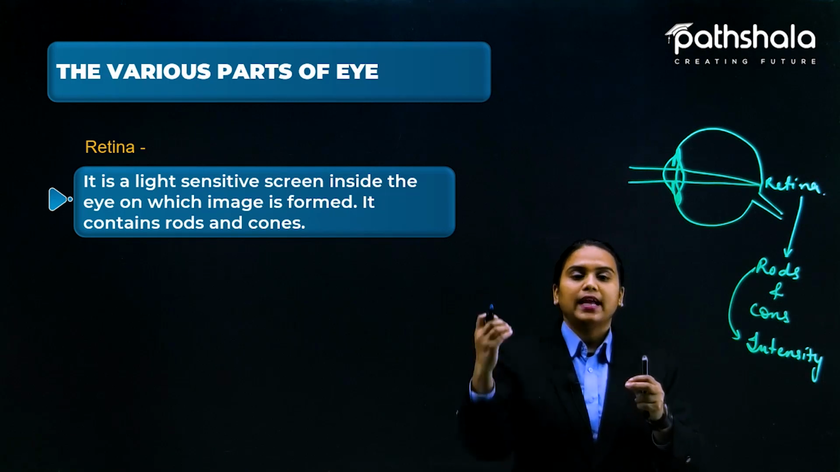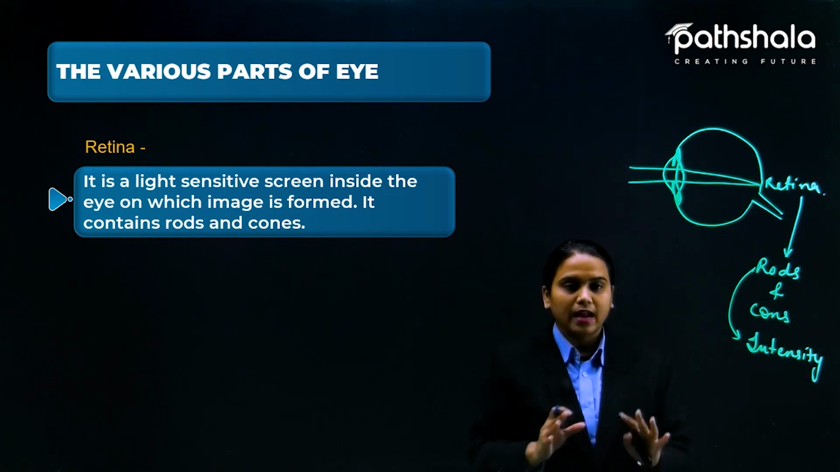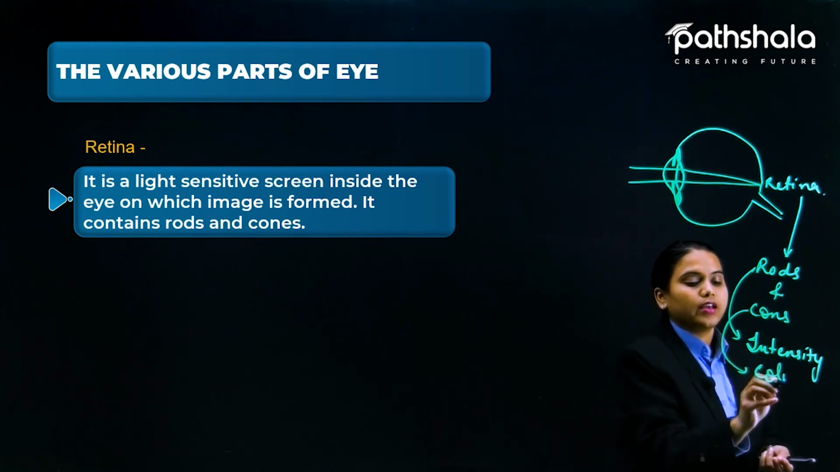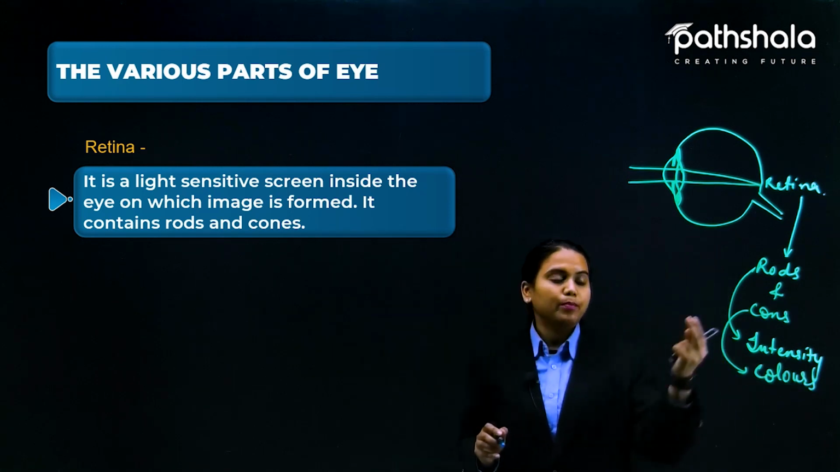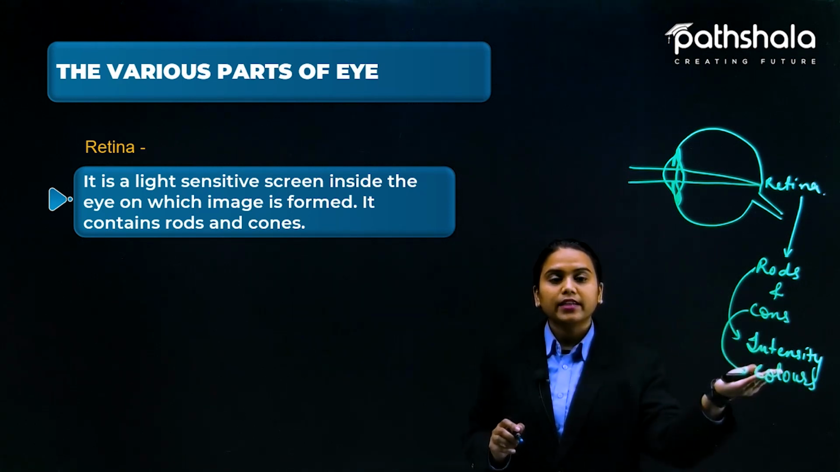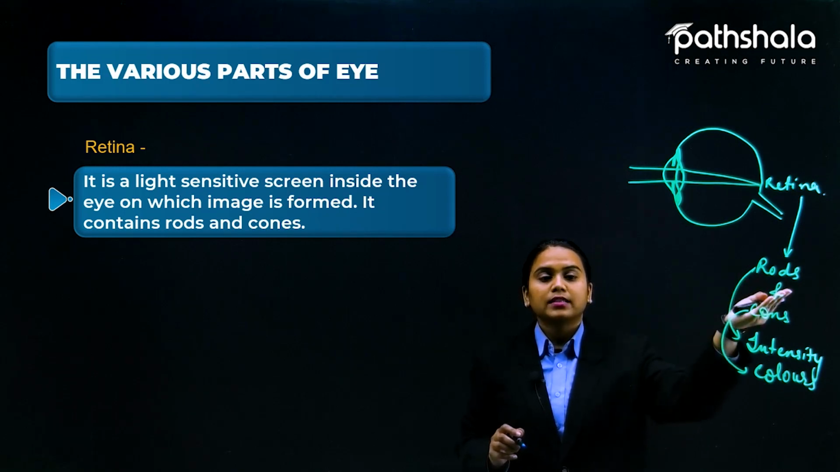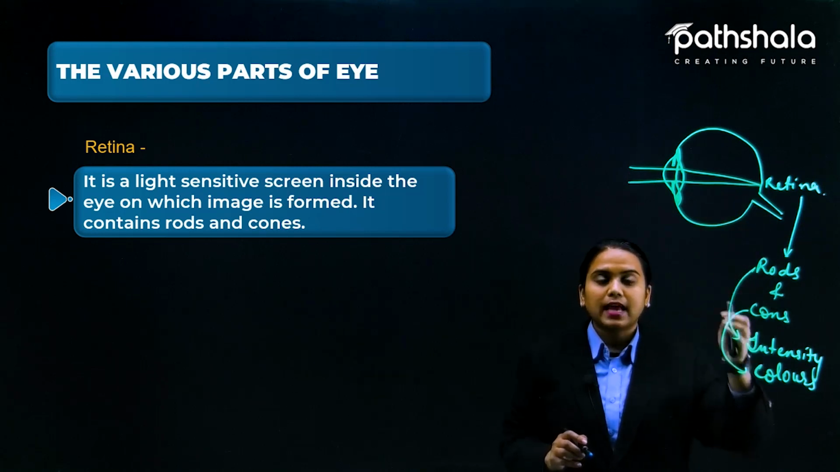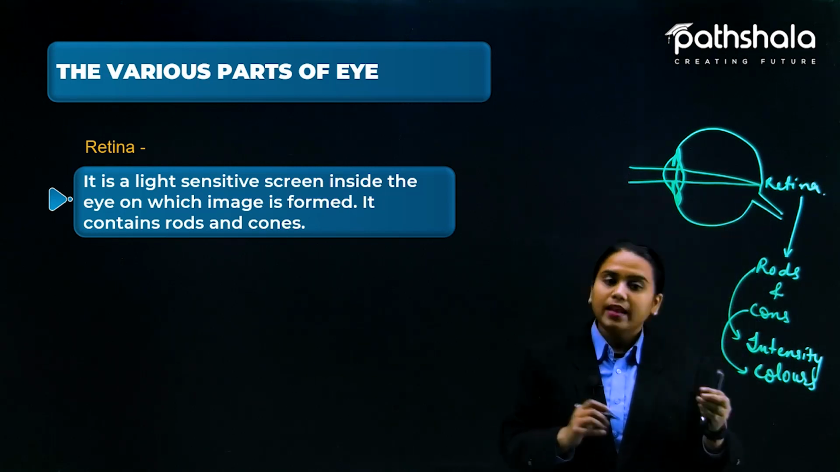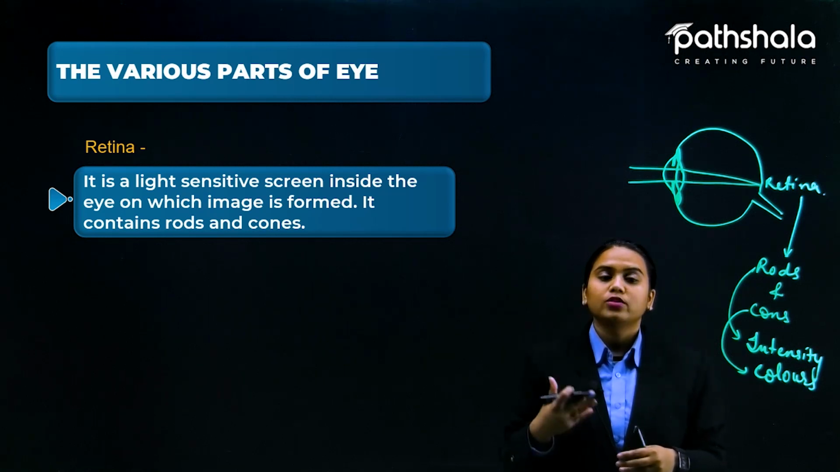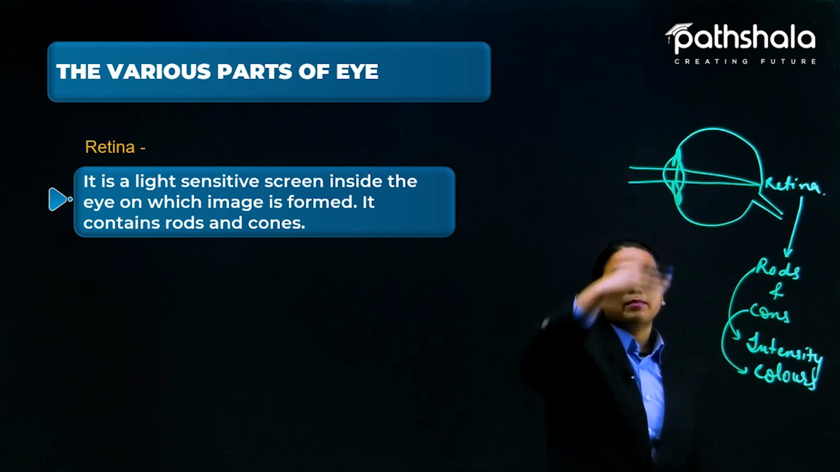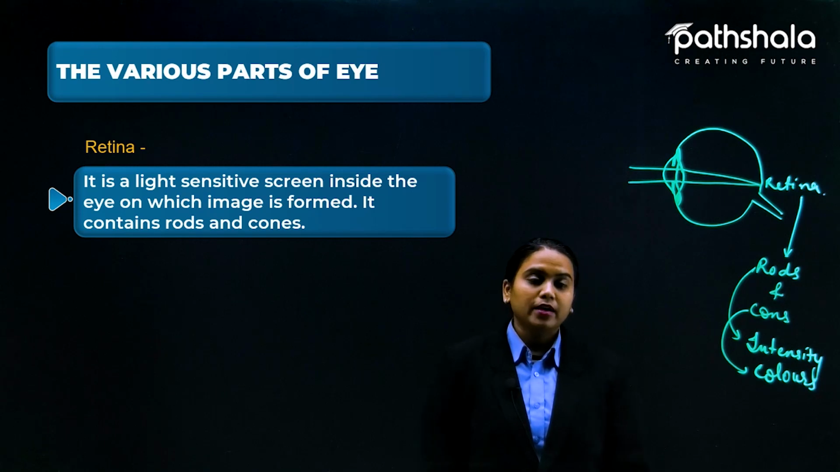How much intensity the light is coming with, whether it is bright or dull, like that. And cones are used to predict the colors. So colors are detected by the cones, and intensity of light is predicted by the rods. All the information is taken by these cells and carried by the nerves, and then our brain gets to know what you are looking at. So this is the sensitive screen, a membrane inside, that helps us judge what we are looking at. That is known as the retina.